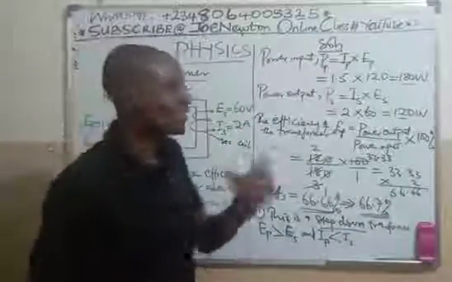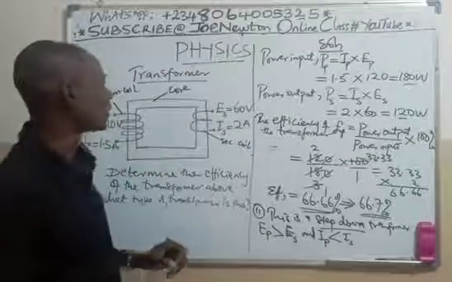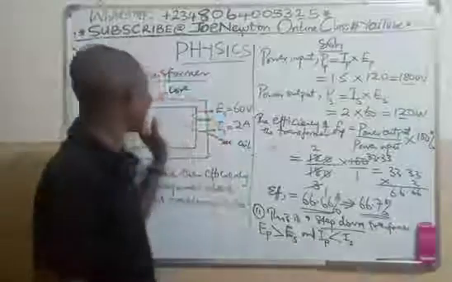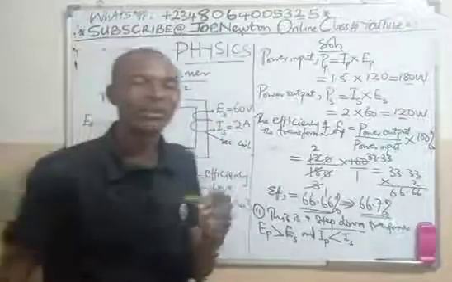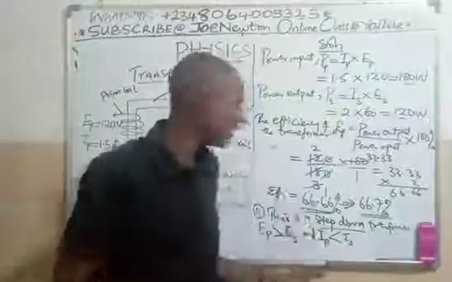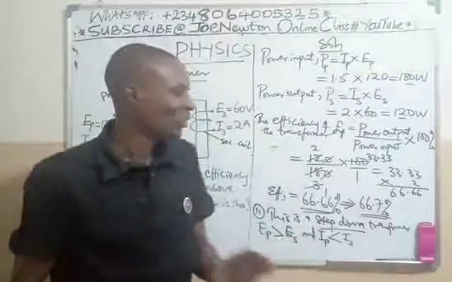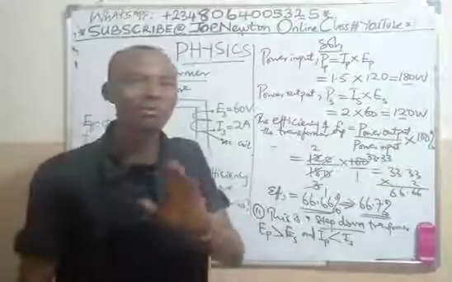Of course, if you are asked the turns ratio here, it will be NS over NP. That is secondary voltage over primary voltage. You reduce to lowest and you get the turns ratio. So with this you'll be able to know, with that condition, the voltage, whether it is a step up or step down transformer.